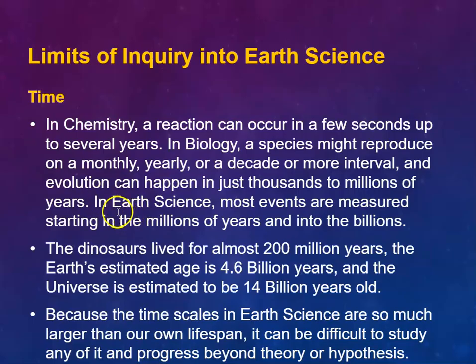But earth science is different. Earth science, for most practical cases, almost all of the events are measured in the millions of years and even into the billions of years. Let's give an example of something that has a really short lifespan in general, but you may never actually see in your lifetime.